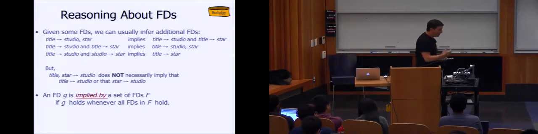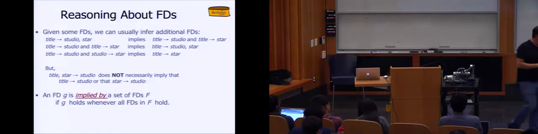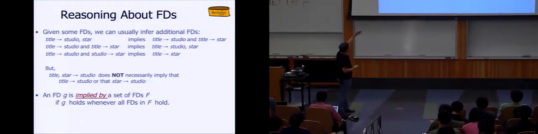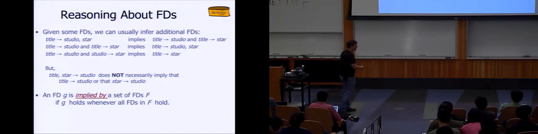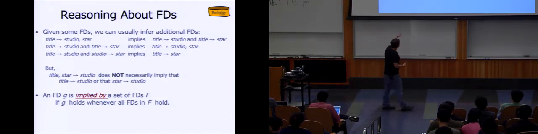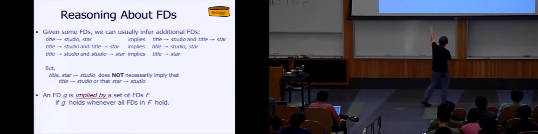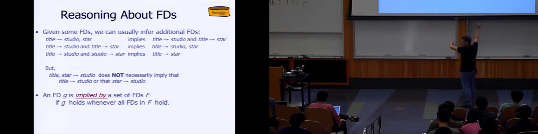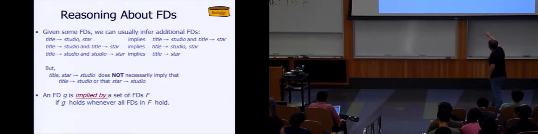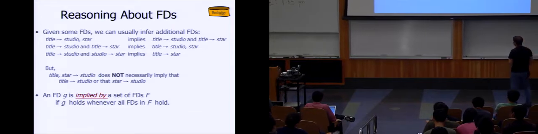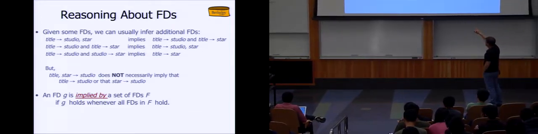So what we're going to want to come up with is a set of rules, which we're going to see on the next slide, that will help us reason about these implications and crank out more and more functional dependencies from a set that we're given. We want to say that a functional dependency G, which is something determines something, is implied by a set of functional dependencies capital F. When is that true? It's true if G holds whenever all of F holds.